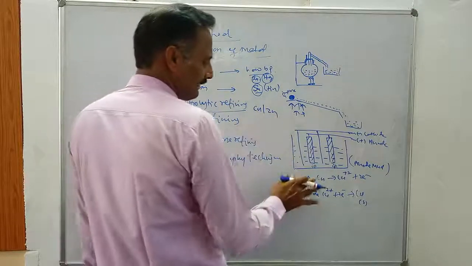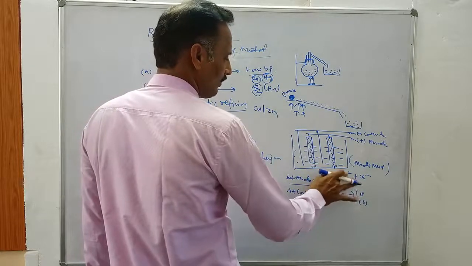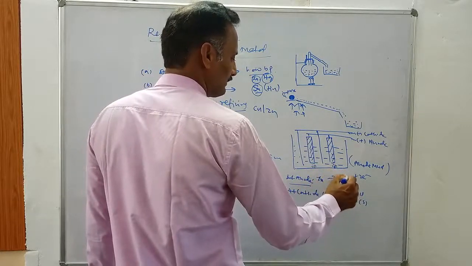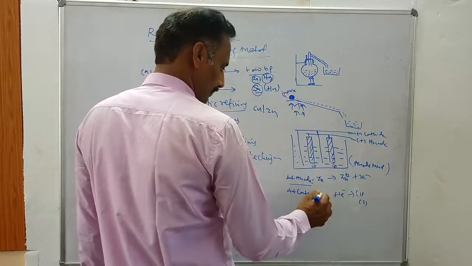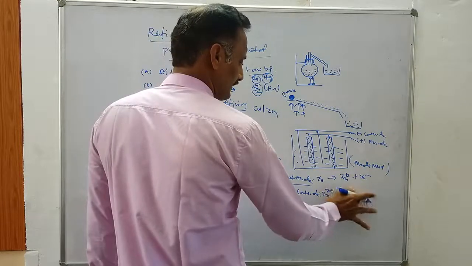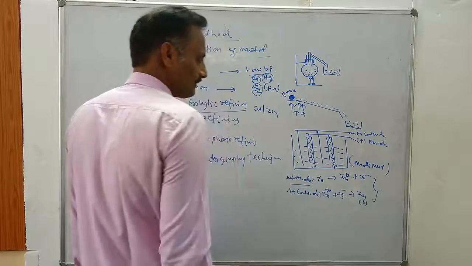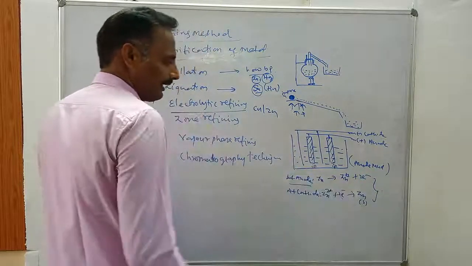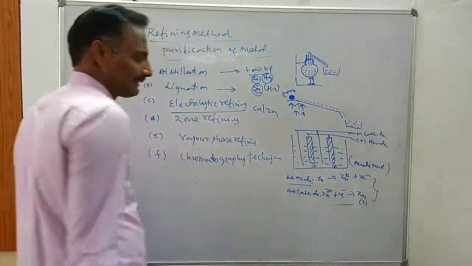If you are using zinc, then this is called the impure zinc rod. Here it undergoes oxidation and you get Zn2+ ions, and the Zn2+ ions pick up 2 electrons and undergo reduction to zinc. If you are using zinc, you add zinc reactions. If you are using copper, then you add copper reactions. At the anode, it always undergoes oxidation. At the cathode, it always undergoes reduction.